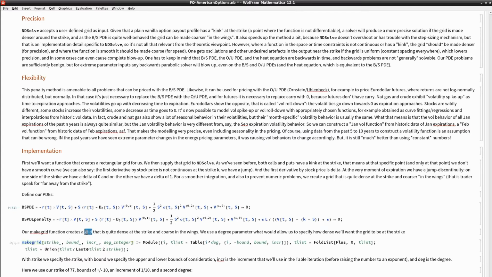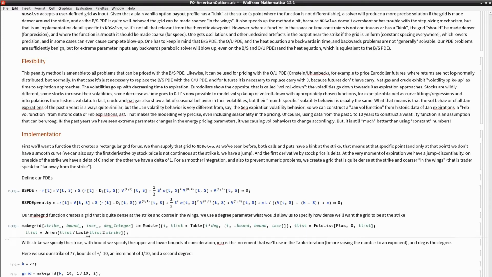Here it creates a grid that is dense at the strike and coarse in the wings. We use a degree parameter that allows us to specify how dense we want the grid to be at the strike. So let's look at make grid a little bit closer. With strike we specify the strike. With bound we specify the upper and lower bounds of consideration here. And the increment is the increment that we'll use in the iteration for the grid method, and deg is the degree for this.